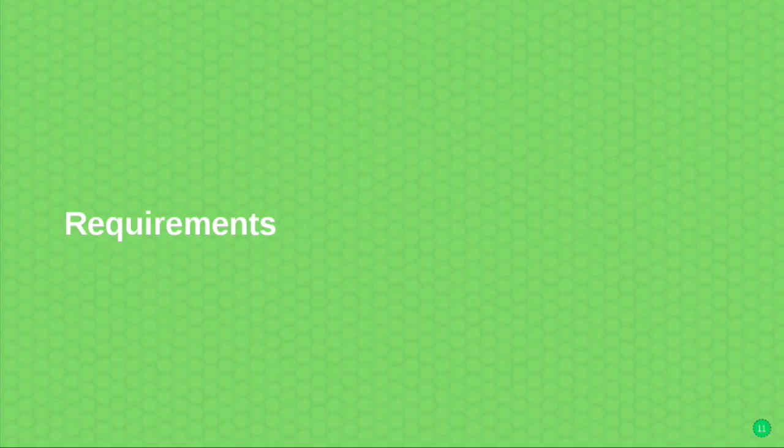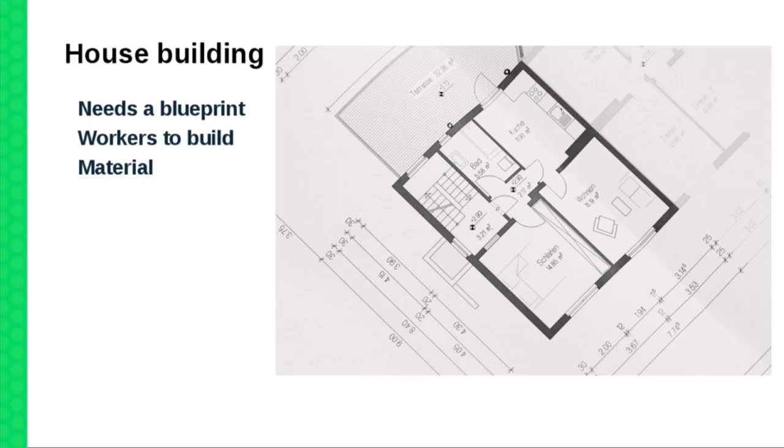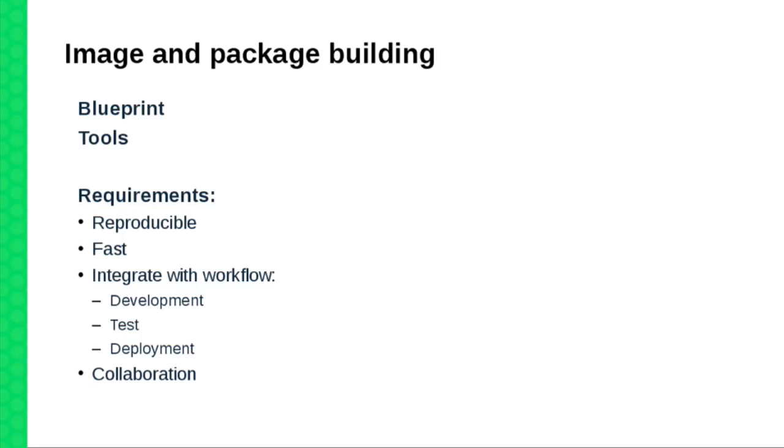So what is important for such a build story, for such an image build? What do you need to do? What do you want to do? If you're building a house, you start with some kind of blueprint. First with some sketching: this is how my house should look from the outside. Then you have an architect coming up with some kind of drawing, and then you get workers to build and follow the blueprint and get material in there. With image and package building, it's similar. You start with a blueprint. You don't need workers. You have computers to do that. But you have tools to do that work.